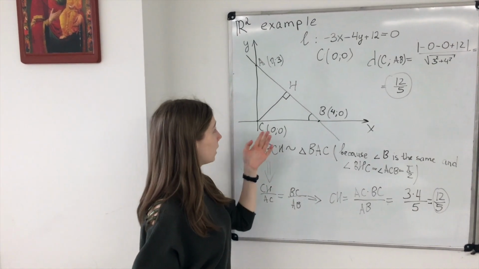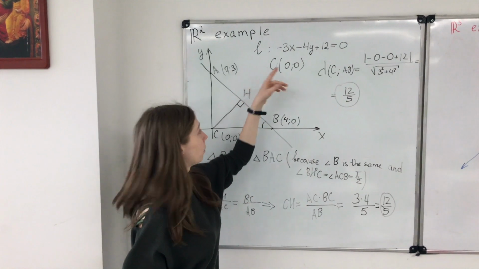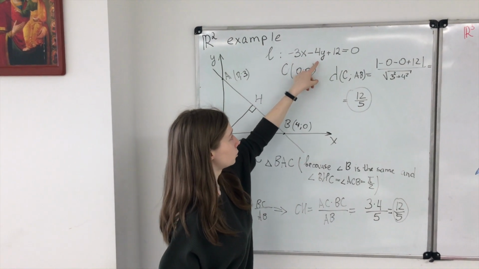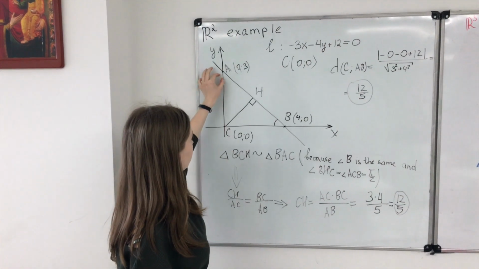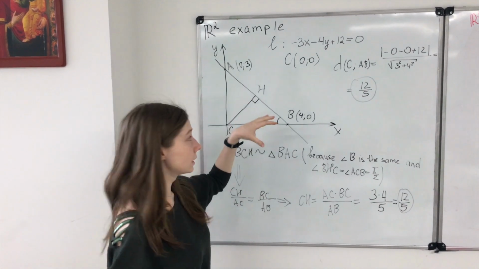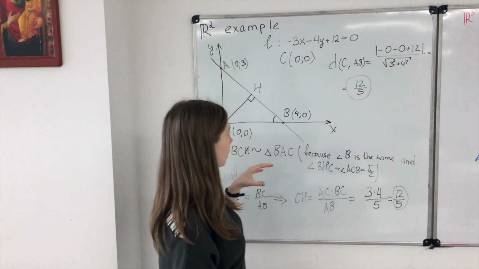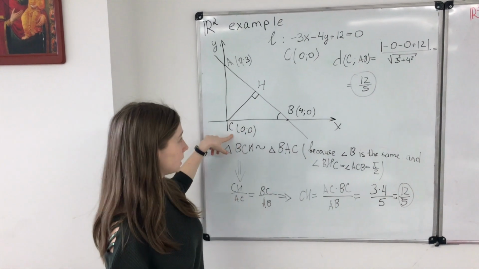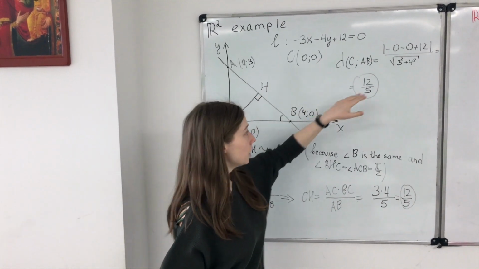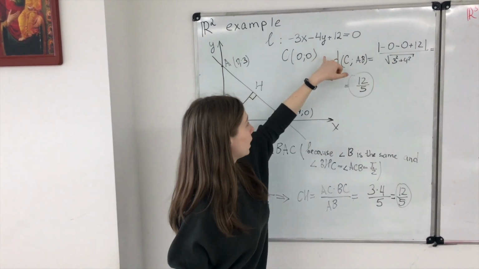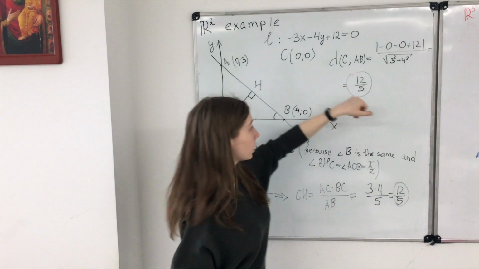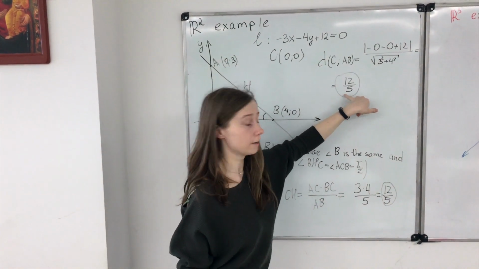So let's start with a simple example in R2. We have a line which is defined by the equation minus 3x minus 4y plus 12. It also defines the points A and B on the axes. So let's measure the distance between point C and line AB by the equation that we used in the theory part. We substitute x and y with the two coordinates of C and get 12 over 5.